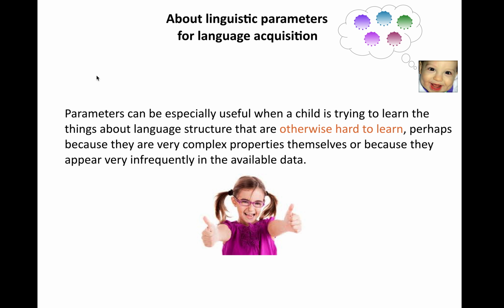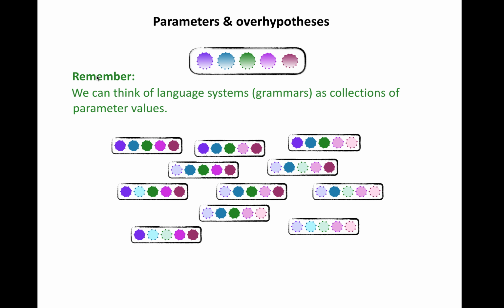So parameters can be especially useful when a child's trying to learn things about language structure that are otherwise hard to learn, maybe because they're really complex or because they appear very infrequently or not at all in the available data, right? So let's talk a little bit more about how that works. It has to do with something called an overhypothesis.